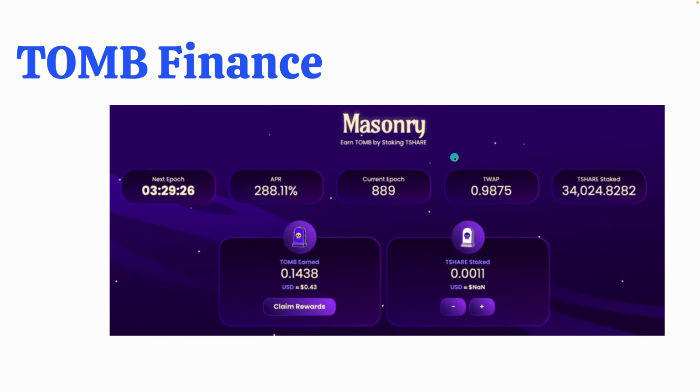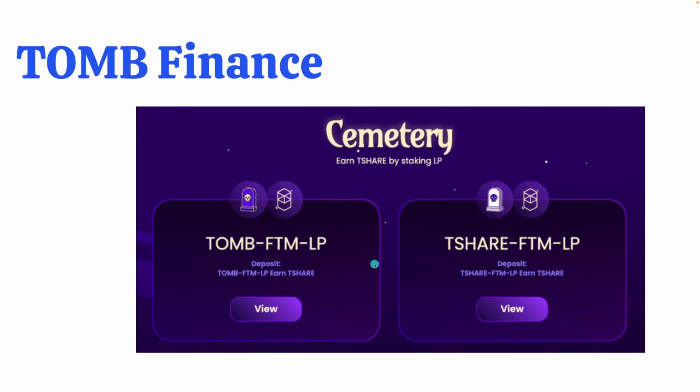Should you do this or should you invest in Masonry? Here you can invest only T-Shares, and these T-Shares are producing Tomb for you. Meanwhile, these two liquidity pools right here are producing T-Shares for you.